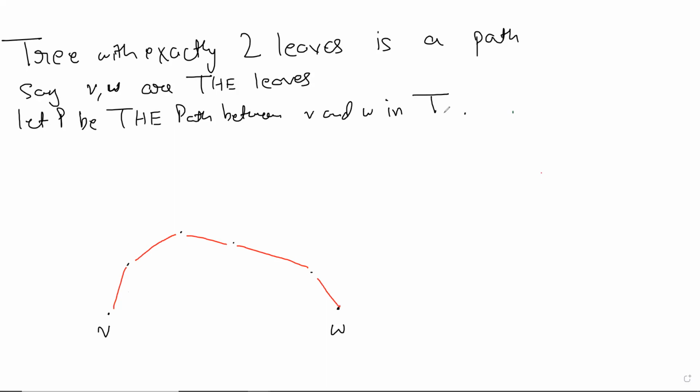Okay. Now, what's the next thing we want to show? What do we want to show in the end? We want to show that this path itself is the whole tree, right? So claim: P itself is the whole tree. P is in the tree, we know, but P itself is the whole tree.